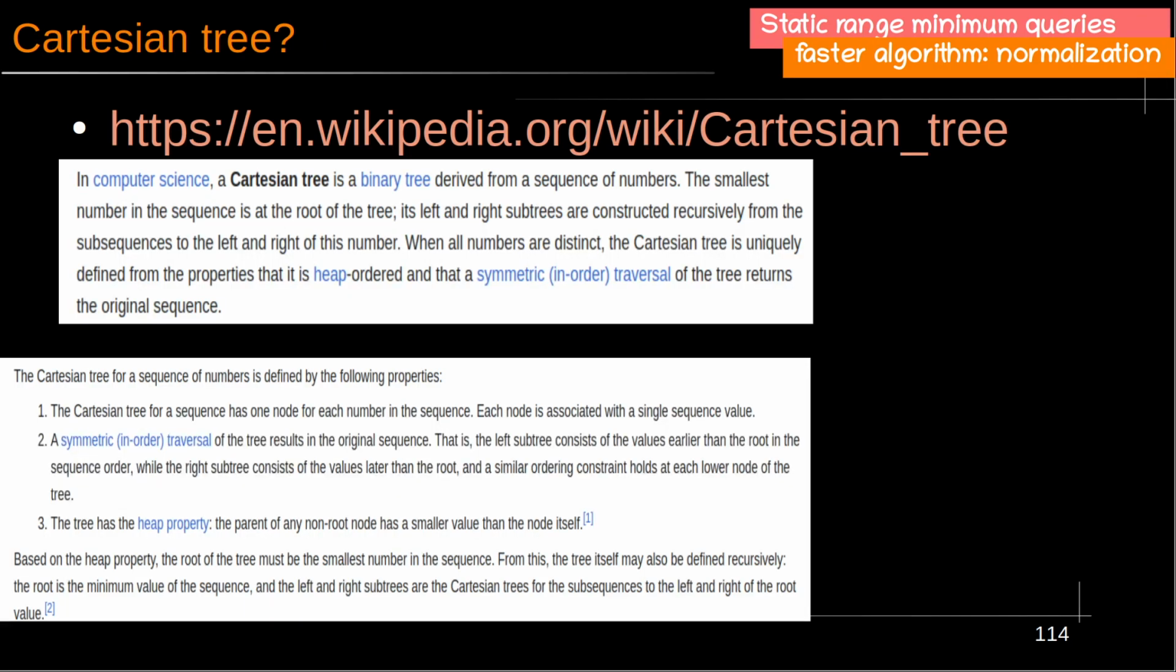So what is this tree? This tree is the Cartesian tree. You can see the Wikipedia definition of the Cartesian tree. In computer science, a Cartesian tree is a binary tree derived from a sequence of numbers. The smallest number in the sequence is at the root of the tree. Its left and right subtrees are constructed recursively from the subsequences to the left and the right of this number. When all numbers are distinct, the Cartesian tree is uniquely defined from the properties that it's heap ordered and that a symmetric in-order traversal of the tree returns the original sequence.